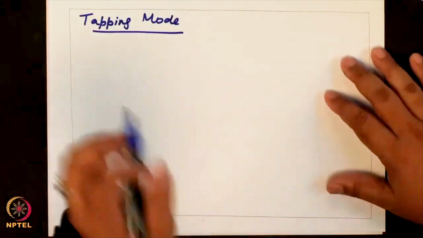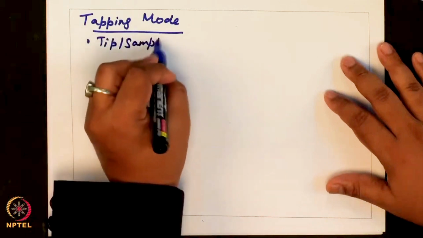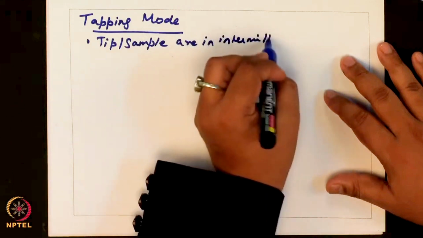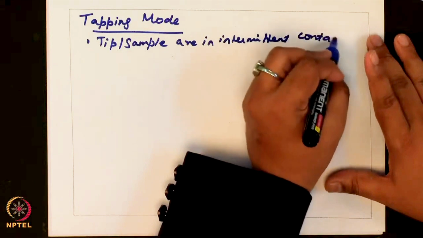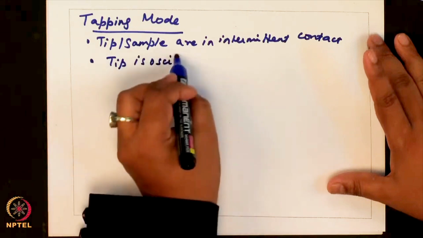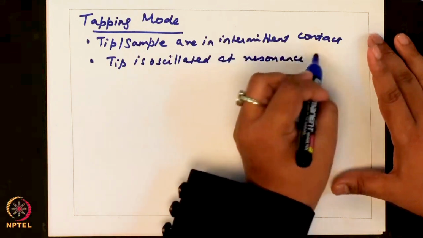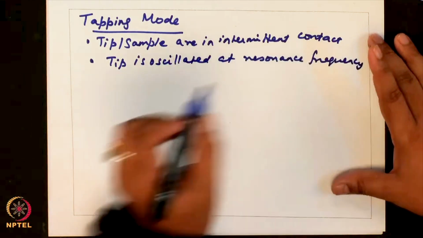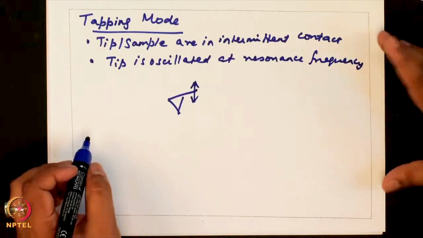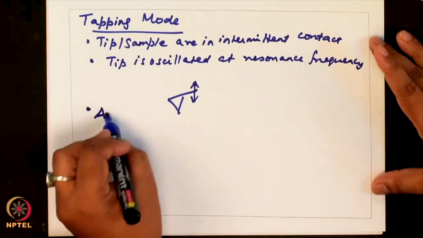Okay. So, in tapping mode, what you do is, the tip and sample are in intermittent contact. And in this technique, the tip is oscillated at resonance frequency. Okay. So, what you do is, you drive the tip up and down with a given amplitude, okay, and a given frequency, and what you control is the amplitude set point.